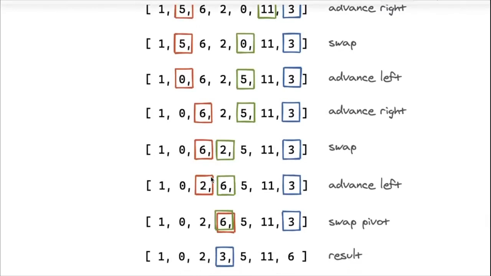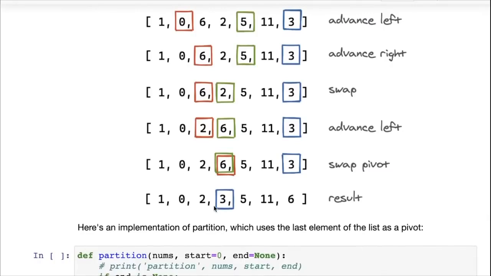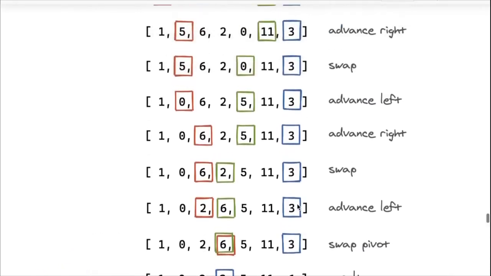So we do one final check. Is 2 smaller than the pivot? Yes. So we advance the left pointer and now both of the pointers are at the same position. So now we can tell at this point that from this position onwards, all of these numbers are larger than the pivot. So we simply swap this element with the pivot. So there you go. So you end up with 1, 0, 2, 3, 5, 11 and 6. Okay, so that's the partition operation.